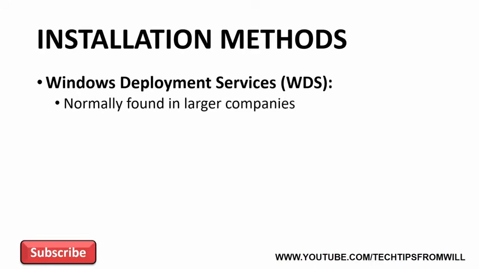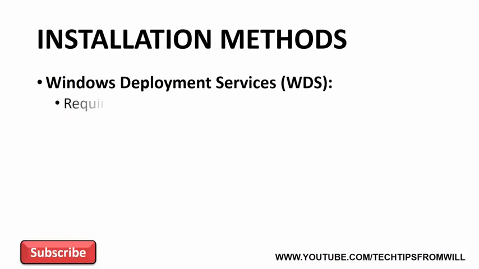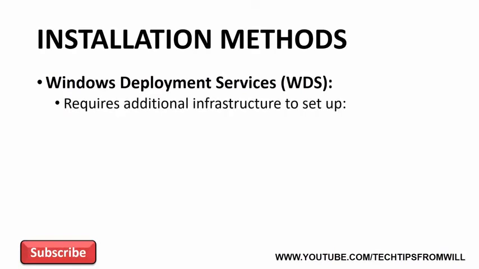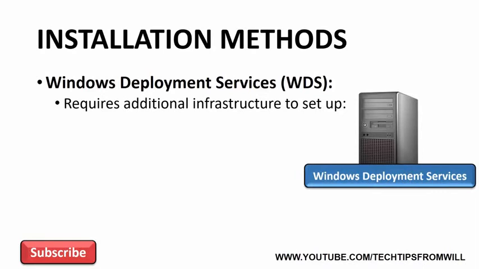Windows Deployment Services is an installation method normally found in larger companies. With Windows Deployment Services, the administrator is able to deploy the Windows 10 operating system onto multiple devices over the network. However, Windows Deployment Services does require some additional infrastructure to set up. First, you'll need to deploy a Windows server. On this server, the administrator must then install the Windows Deployment Services role.